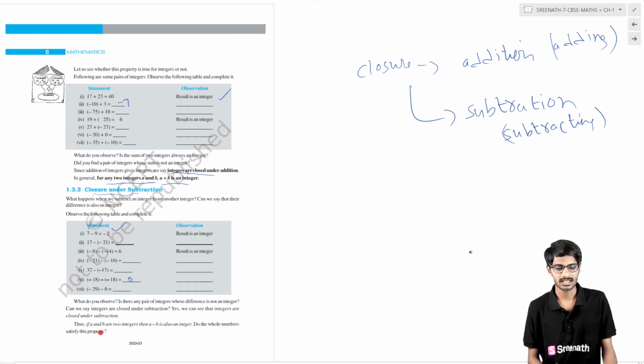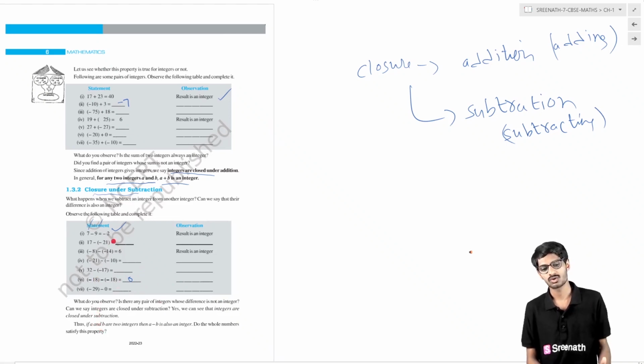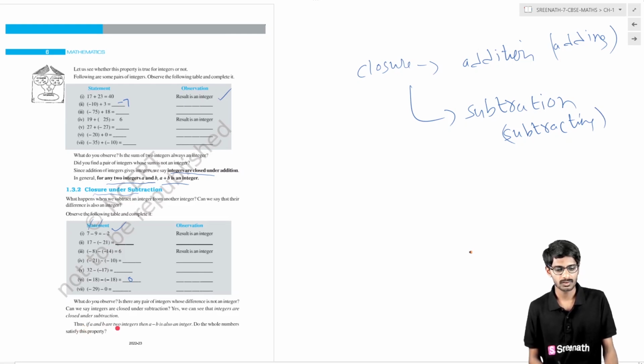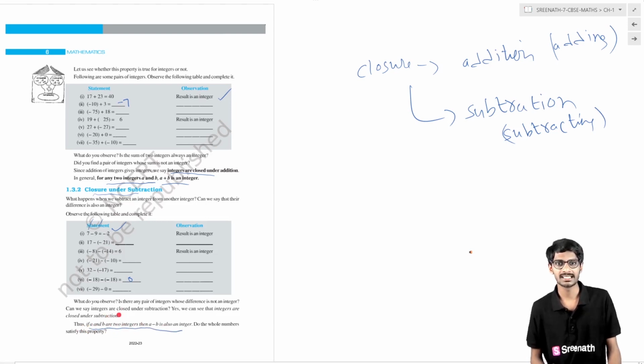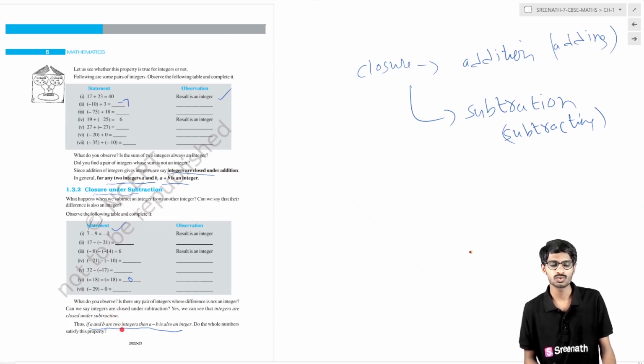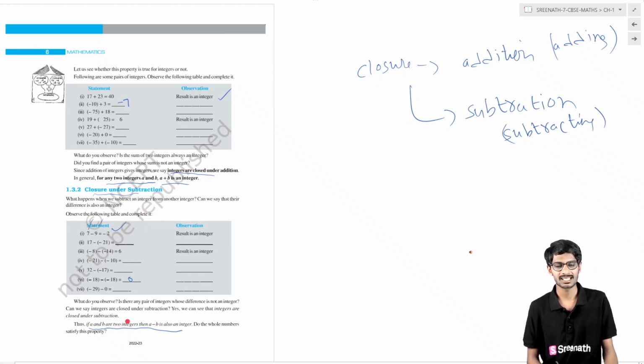So what happened finally? The closure property is satisfied under subtraction. Here, if a and b are two integers, then a minus b is also an integer. a and b may be 1, 2, 3 or any integers, we can take from -infinity to +infinity. If you subtract them and you get another integer, then we call it the closure property satisfied for integers under subtraction.